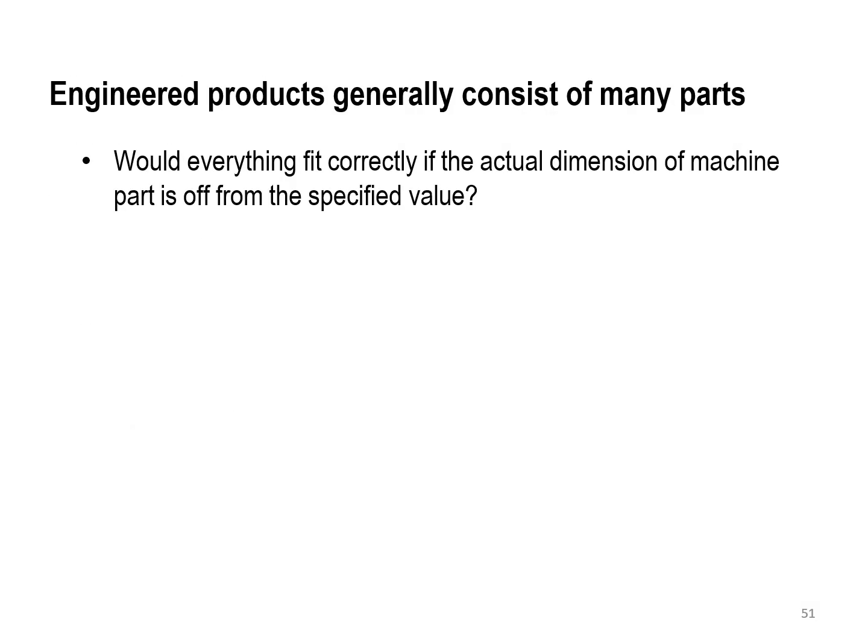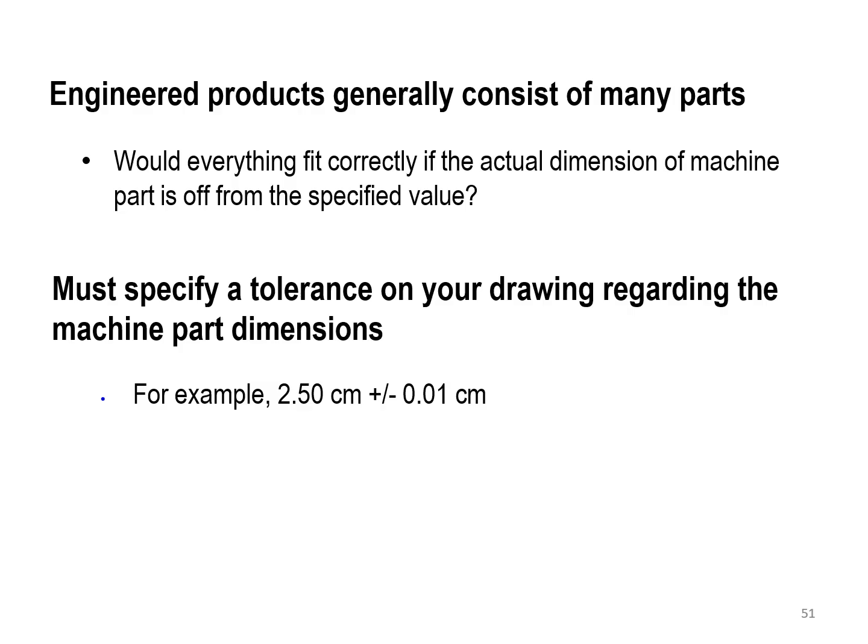So some engineered products generally consist of many parts, and in that case we're going to have an assembly process. Will everything fit correctly if the actual dimension of the machine parts is off from the specified value or not? Obviously not, because the mating parts should have good accuracy and good tolerances. So we must specify the tolerance on the drawings regarding the machine parts dimensions. Every dimension we can give a tolerance.